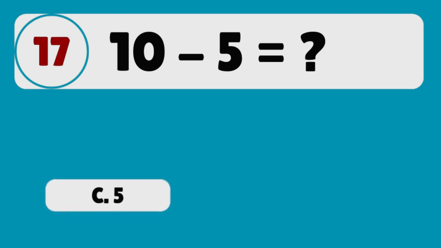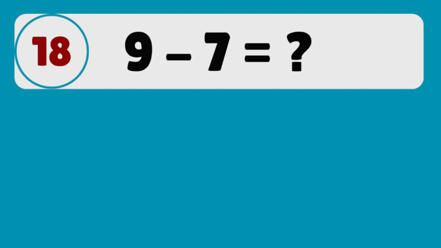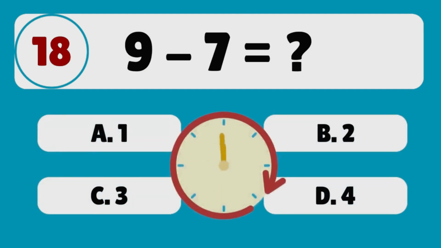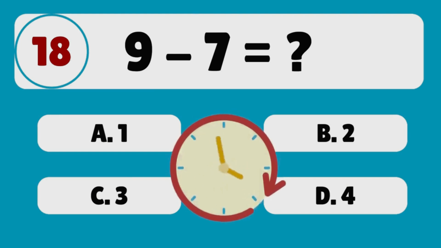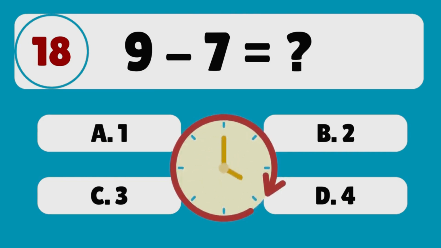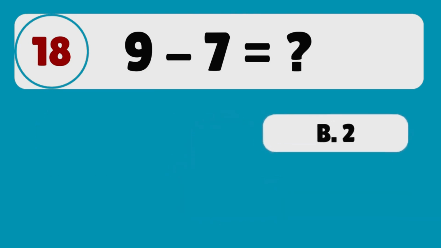Great job! Question 18. What is 9 minus 7? The answer is B. 9 minus 7 is equal to 2.